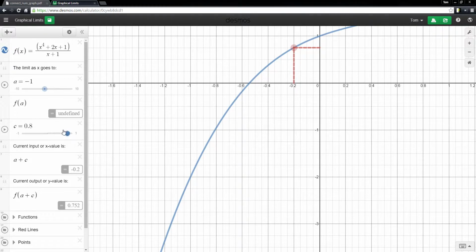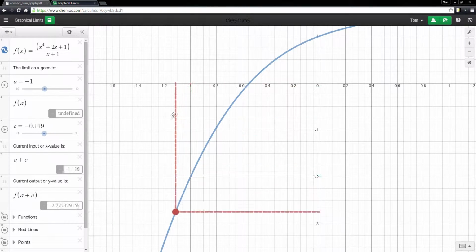Okay, and I can move that around either through this slider, or I can grab this point itself and kind of move it around.